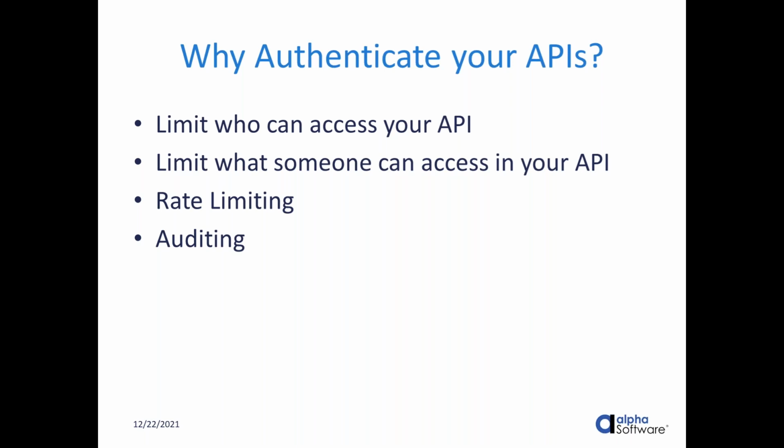So when you authenticate, you can limit who accesses your API. You can limit what they can access. That's the authorization piece. It defines what they can do once they've authenticated who they are. You can do things like rate limiting. You can audit. You can see what calls people are making. So there's a lot of reasons you would want to have some sort of upfront piece to ask people to prove who they are before they start accessing the information you're providing.